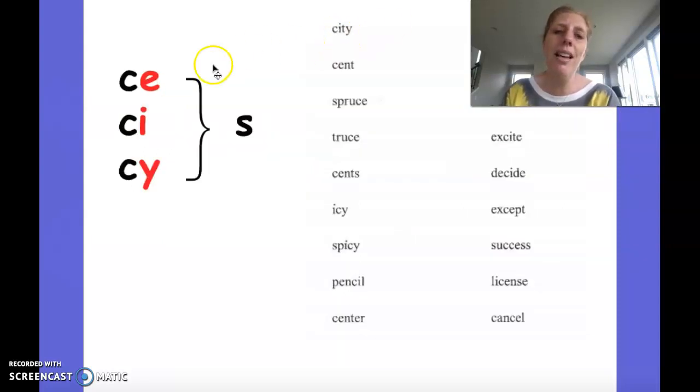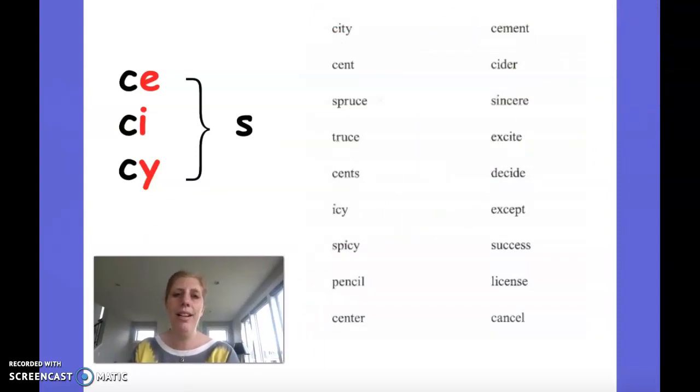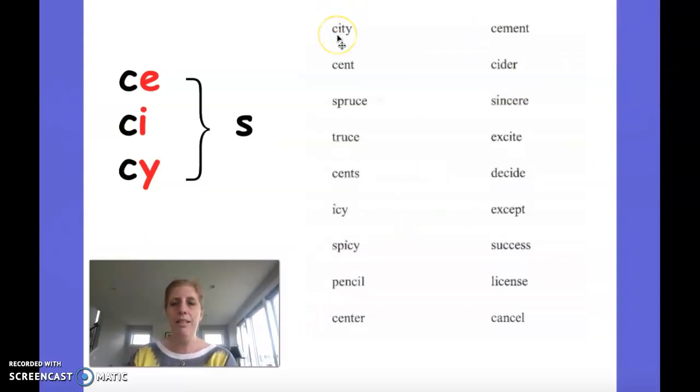So all these words have either E, I, or Y after the C. So all of these are going to be soft Cs. So when we see the C, we are going to tap it and say S. Okay, so first word, s-i-t-e, city. Next word, s-e-n-t, cent. That's like a penny cent.